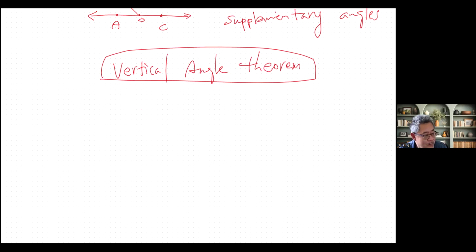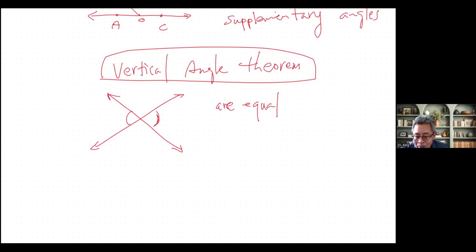when two straight lines intersect, so you've got two lines that intersect, they'll form vertical angles. In this case, this angle and that angle are the vertical angles. And the theorem says that the vertical angles are equal. That means they have the same degree. If you want to measure it, the same degree measurement.